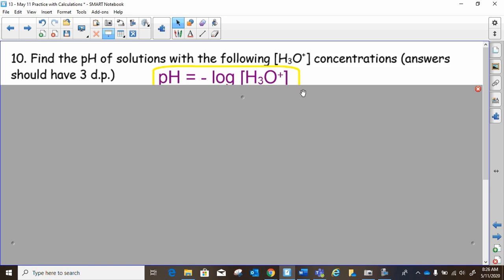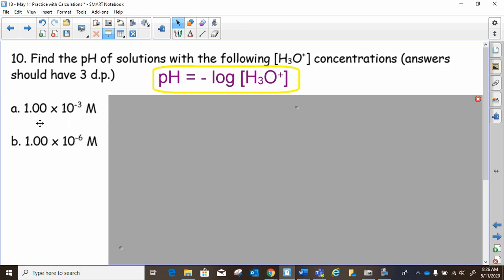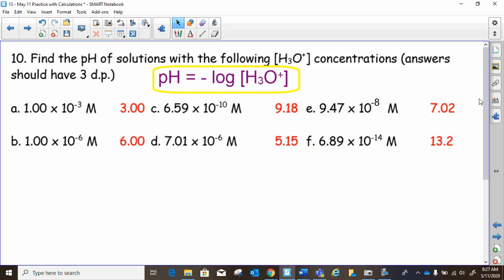Okay, number 10, I thought number 10 was easy peasy. I'm giving you hydronium ion concentrations and you have to find the pH. The only thing to remember here is whatever number of sig figs your concentration has, that's the number of decimal places for your pH. And I'm just reminding you of the formula used to find pH. It's the negative log of the hydronium ion concentration. So there we go. You can just practice plugging those into your calculator and make sure that you do indeed have the same values.